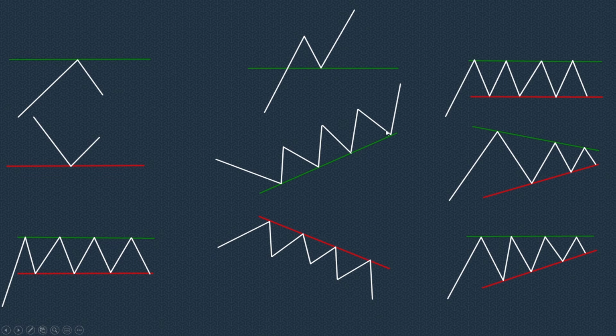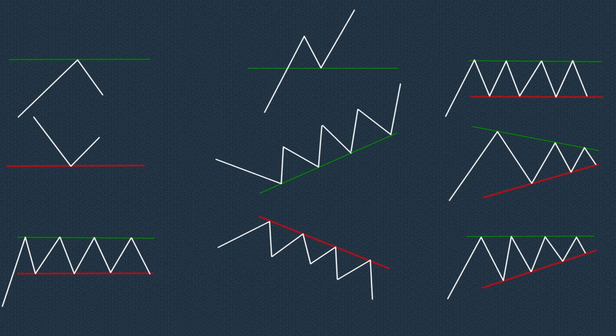Here we can see dynamic support, where every minimum is higher than the previous one, a row of minimums. And here we can see the dynamic resistance. Here the maximums are lowering: we have this maximum, then the next maximum is lower, and the tendency continues until there is a break through this resistance.